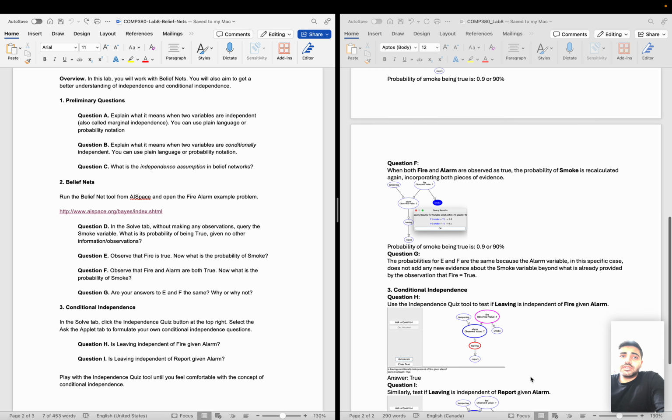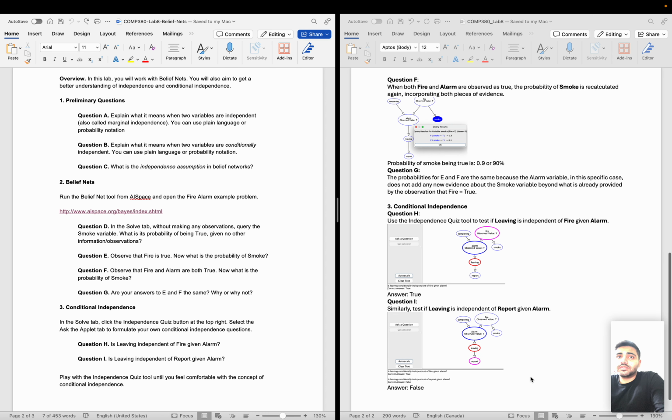And then our next question is: observe that fire and alarm are both true. Now what is the probability of smoke? In this example, we change our observed value for fire to true, and also our alarm is true. Running the query again for smoke, the output comes out to be 0.9, or 90%. Again, it's exactly the same, which technically answers our next question: E and F are the same, yes.